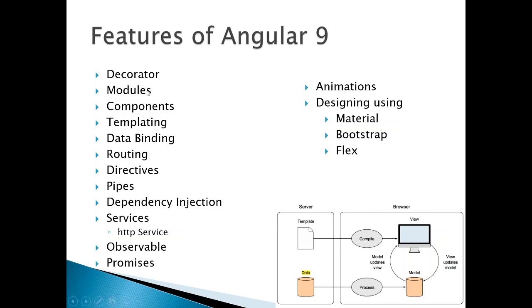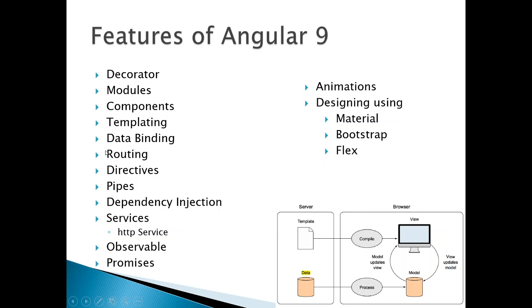Decorators, we have seen that in our last example, modules and components, we have gone through it. We will discuss them today in detail. Same with templating, an HTML template that will be generated for every component. That is also part of components. Then data binding, how we can bind data from one point to another, like from model to view and view to model. These are data bindings.